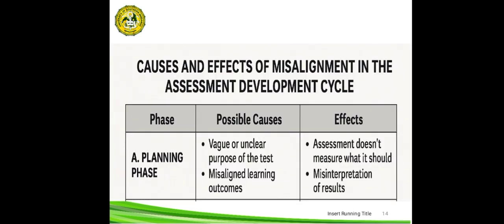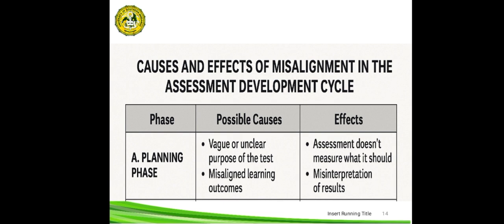So now let us continue discussing the causes and effects of misalignment in the assessment development cycle under the first phase, which is the planning phase. The possible cause is a vague or unclear purpose of the test. The effect of this can be that the assessment doesn't measure what it should. As I said earlier, dapat yung purpose ng assessment natin, it should be clear so that it could be measured kung ano ba dapat yung i-measure. Yung validity natin is ma-align doon sa assessment natin gagawin.